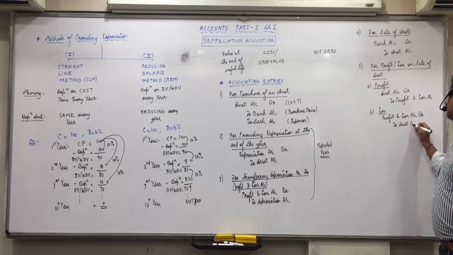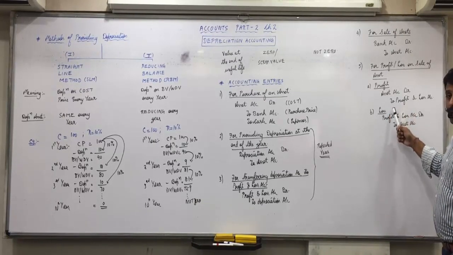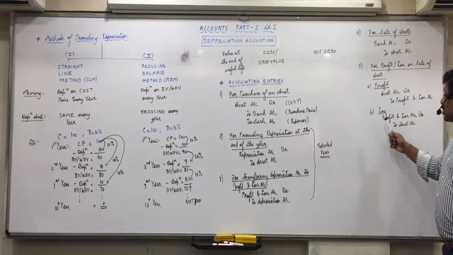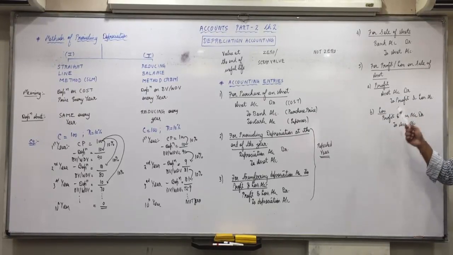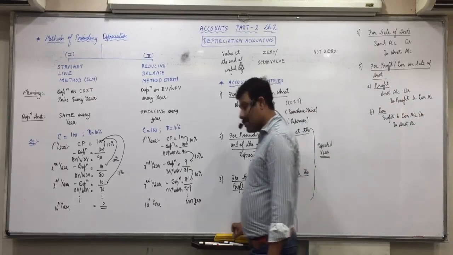Did you all understand this? So if the asset is sold at profit, asset account will have credit balance. So to close it, you will reverse and debit asset account and you will transfer it to profit and loss account. And if the asset is sold at loss, then asset account will have debit balance. So to close it, you will reverse and credit asset account, and profit and loss account you will debit. Is everyone clear with this?